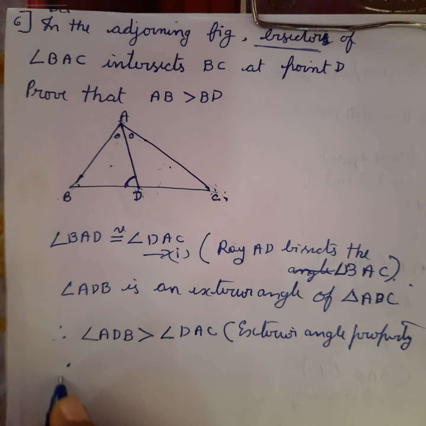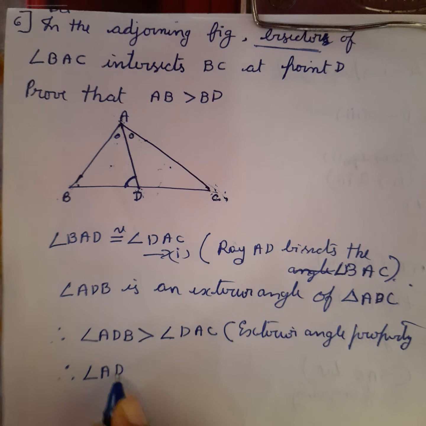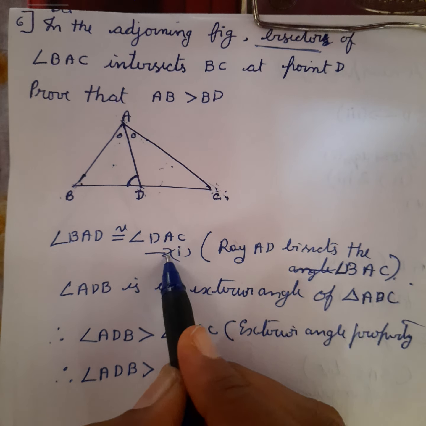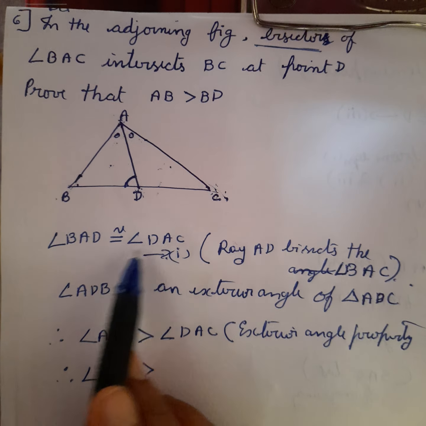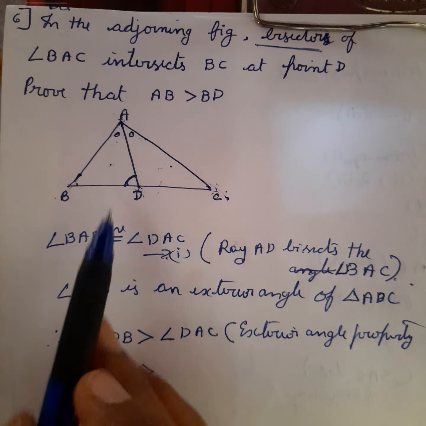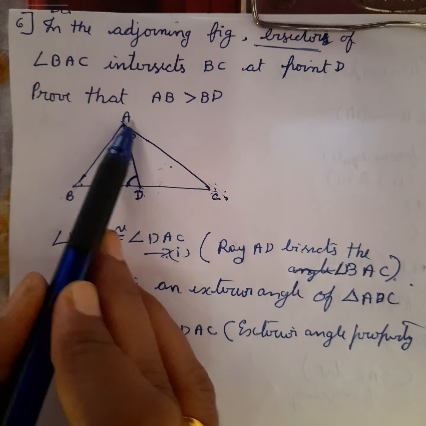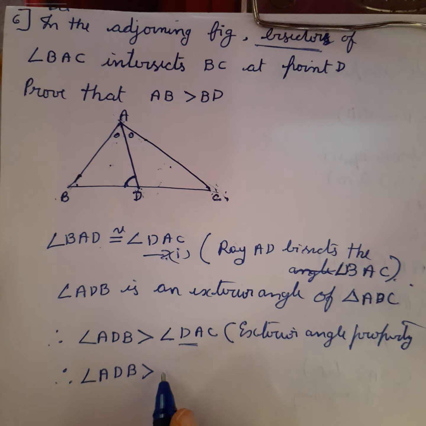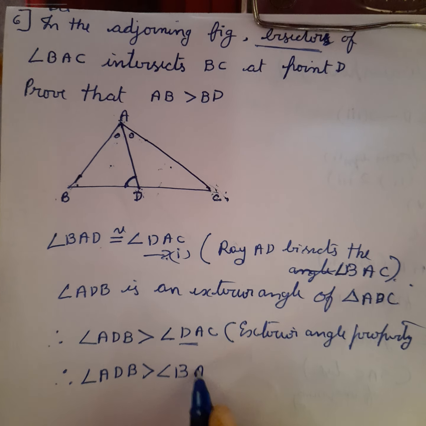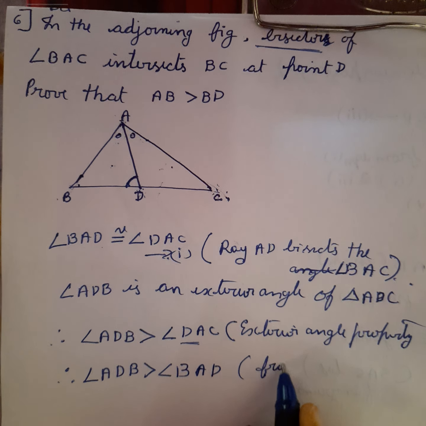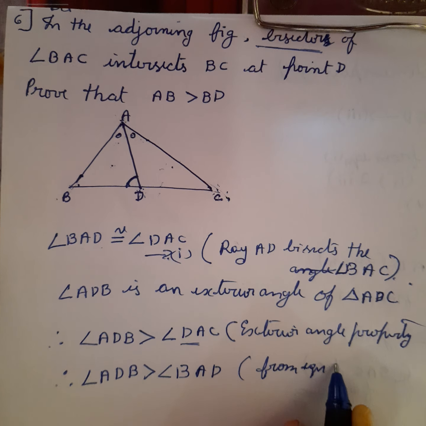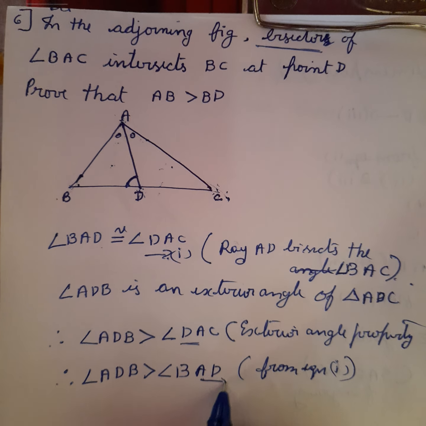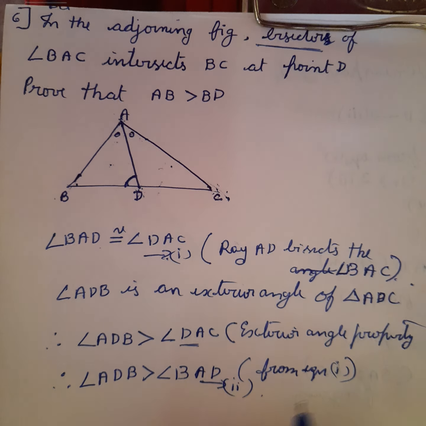So now, therefore, angle ADB is greater than, now in the first equation, angle DAC is congruent to BAD. DAC and BAD are congruent. So instead of DAC, I will take BAD from equation 1. Consider this as equation 2.